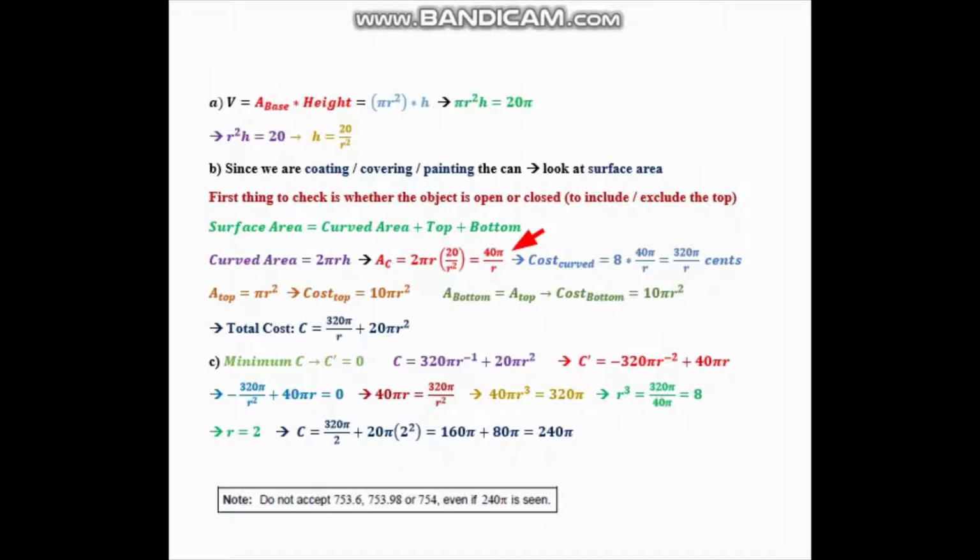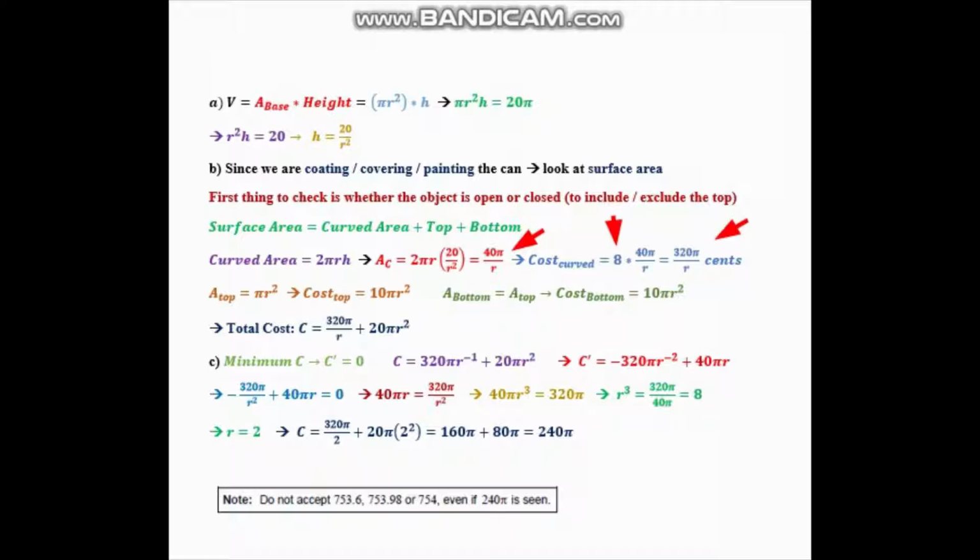This is 40 pi over r. I'm going to multiply it by 8 because this is the cost of painting the curved side as given in the problem. So 8 times the area gives me 320 pi over r cents. So this is the cost of the curved area.